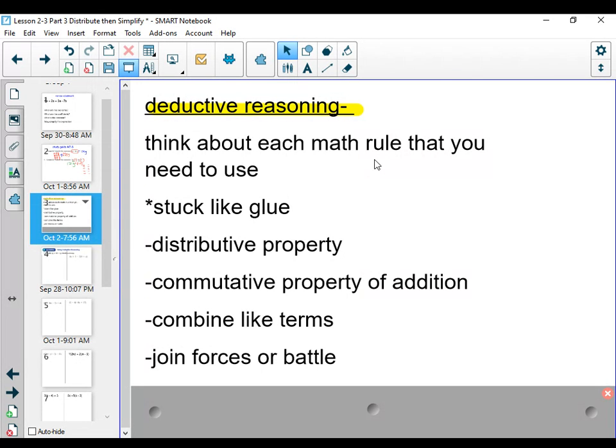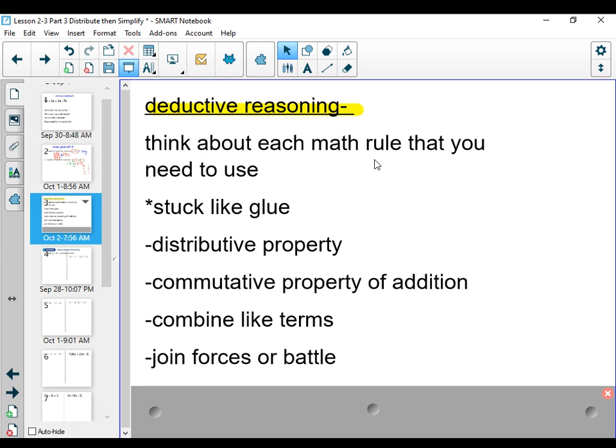The directions on a lot of problems today say deductive reasoning. Pause if you need time to find your notes. Deductive reasoning is a very fancy way of saying, think about each math rule that you need to use. And here are some choices that stuck like glue that I already mentioned.